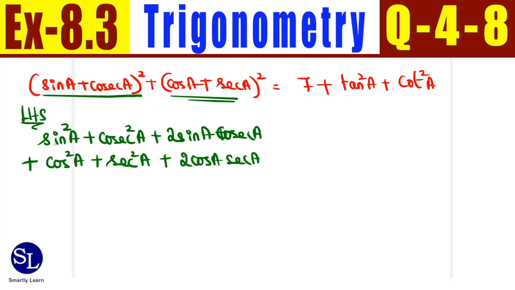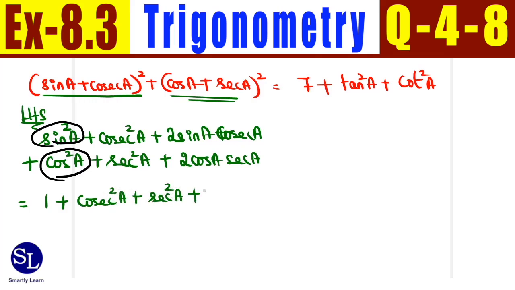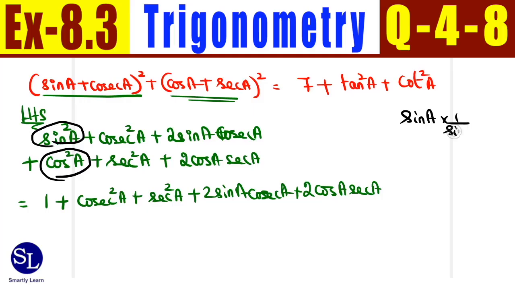So according to our properties, we know that sin² A plus cos² A is equal to 1. So I can simplify this as 1 plus cosecant² A plus secant² A plus 2 sin A cosecant A plus 2 cos A secant A. Now, sin A and cosecant A are inverse of each other. So essentially, this is sin A into 1 by sin A, that is cosecant A. So they will get cancelled. So this term on simplification will just be 2.